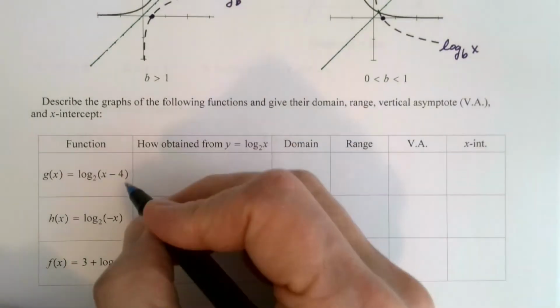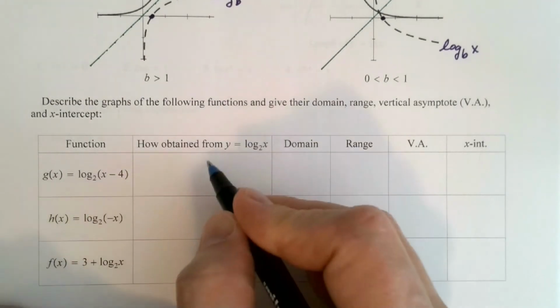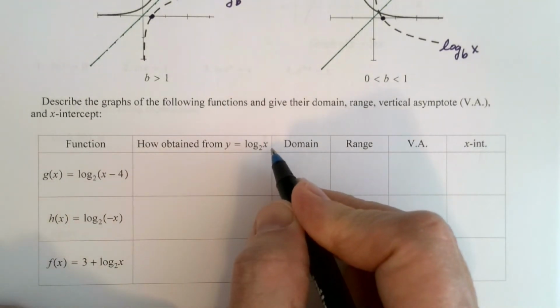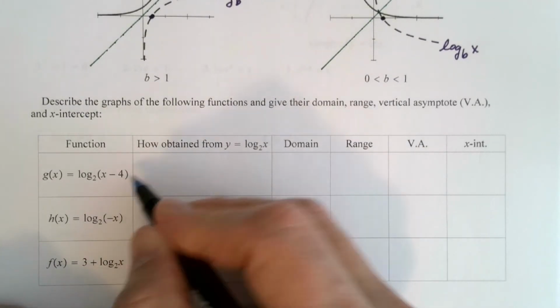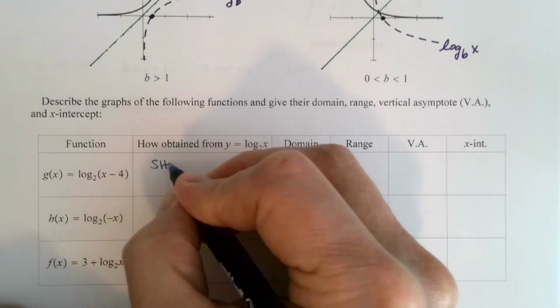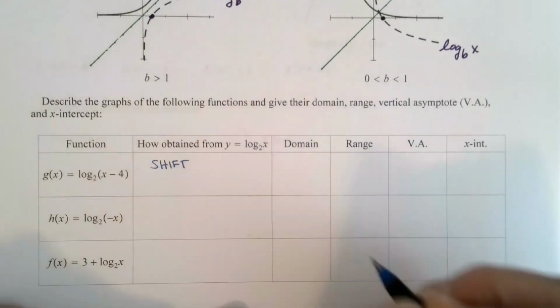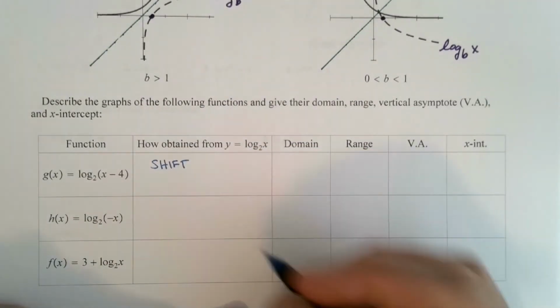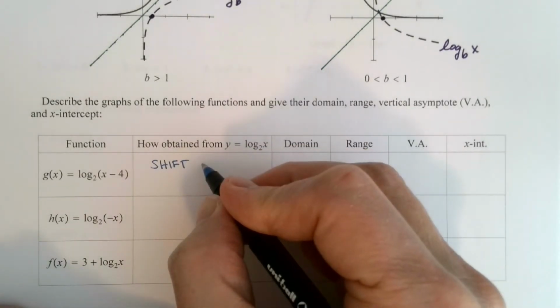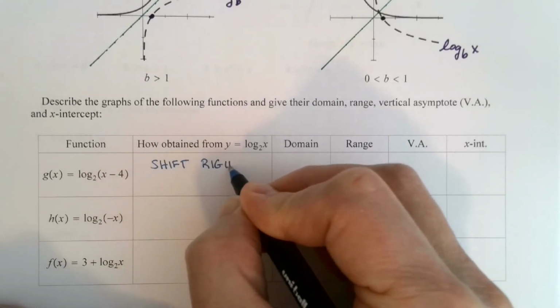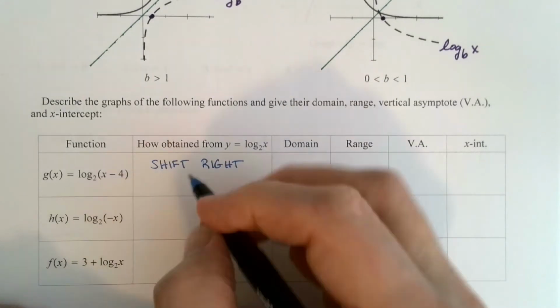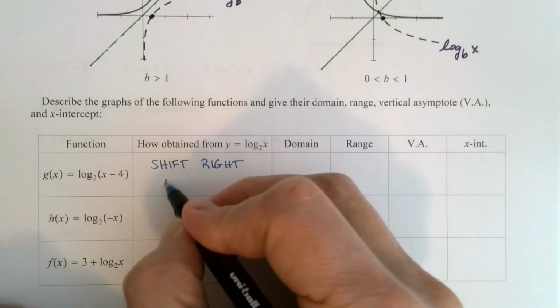All right, so how was the graph of g of x obtained from log base 2 of x? Formula-wise, I simply replaced x with x minus 4. So this is a shift where? Left, right, up, or down? Take a guess. What do you think? Hopefully you know. You're not guessing. It should be a shift right. Remember, replacing x with x minus 4 shifts right 4 units.